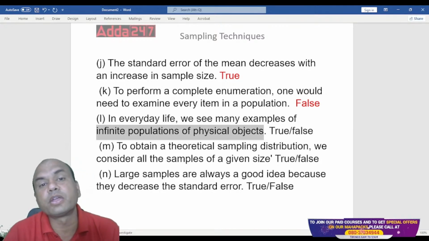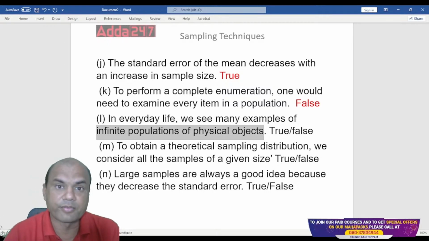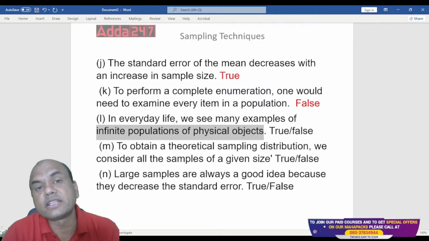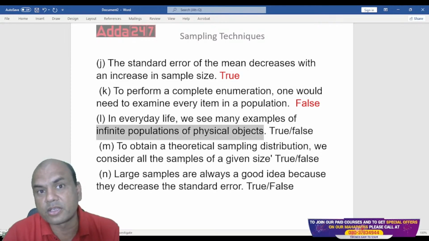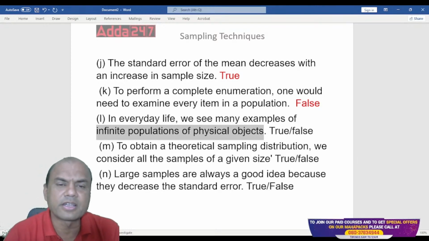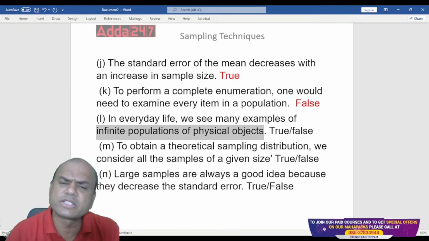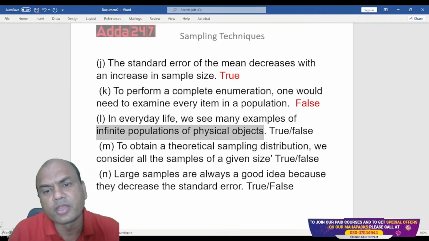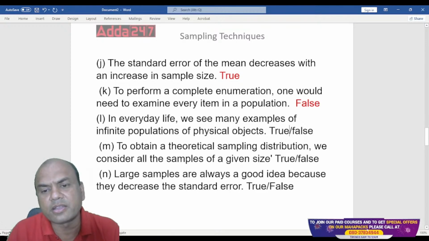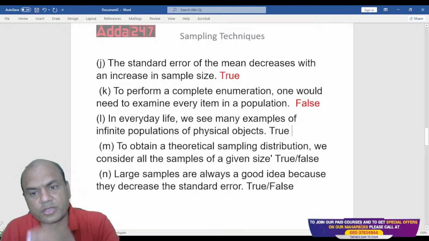Suppose I give you 1 kg of sugar and tell you to count each and every grain of that sugar. Is it possible? Not possible, isn't it? So these are all physical objects and infinite population. We see so many examples, right? So that is true over here.